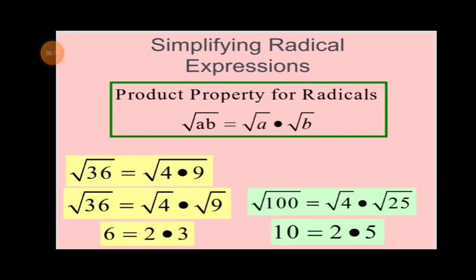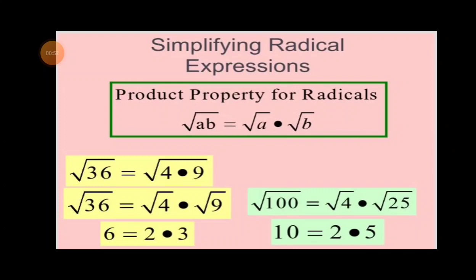The square root of 36 is equal to the square root of 4 times 9, because we need to find two numbers that when we multiply, our result is just the same as our given equation. So 4 times 9 is equal to 36. Then, using the formula, the square root of 36 is equal to the square root of 4 times the square root of 9.